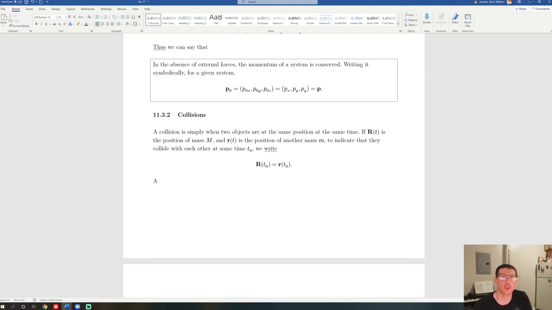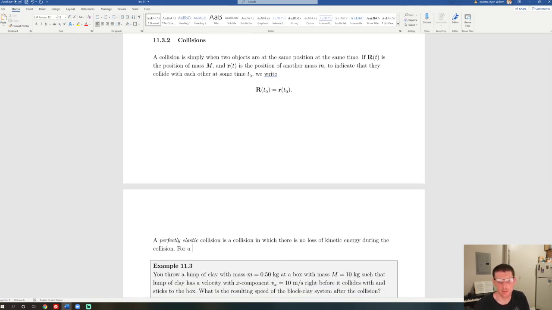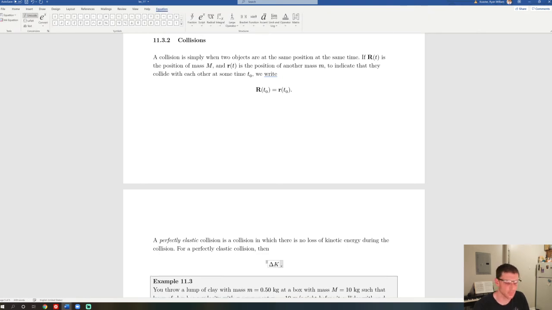And anyway, there are different types of collisions. So let's first talk about a perfectly elastic collision. And this is a collision in which there is no loss of kinetic energy during the collision. And so for a perfectly elastic collision, we have delta K equals 0 and delta P equals 0.